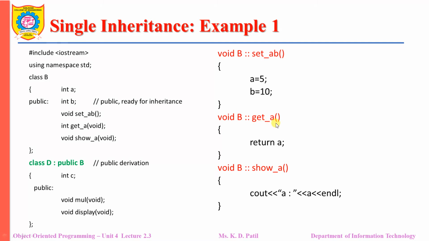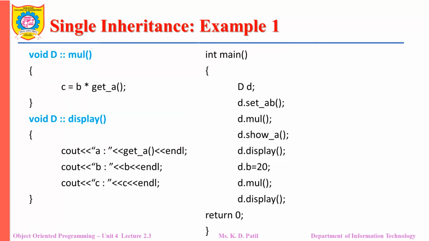So what is getA doing? getA is returning the value of A. So through getA, the value of A can be accessed and it is available for class D. Now the value of B is already available. Through getA, we will get the value of A, and after multiplication, the result will be stored in C.